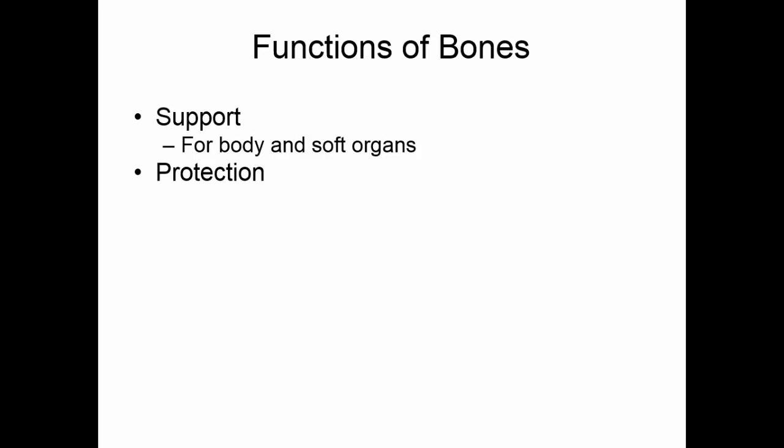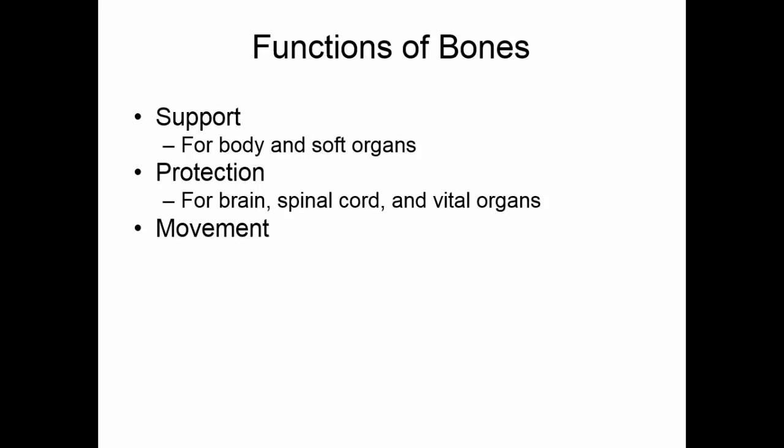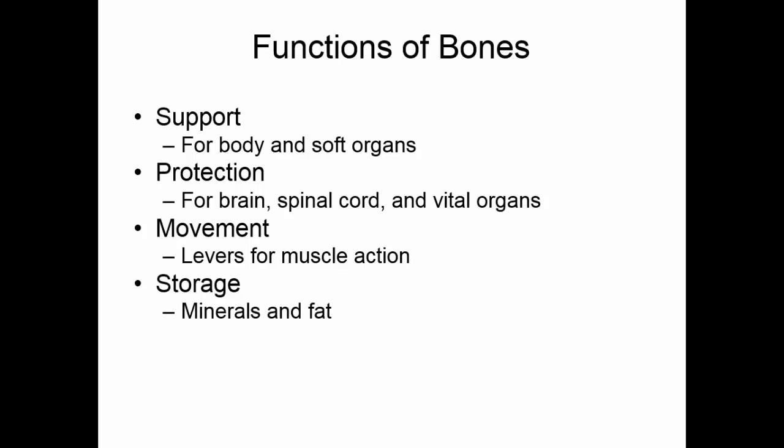Bones have several functions. They provide support for the body and the soft organs of the body. They also protect. Things like the brain, the spinal cord, and the vital organs are covered by bone. Without bones, we would not be able to move. They're the levers on which muscles can pull. Bones store calcium and fat, and they're the site of blood formation, or hematopoiesis.